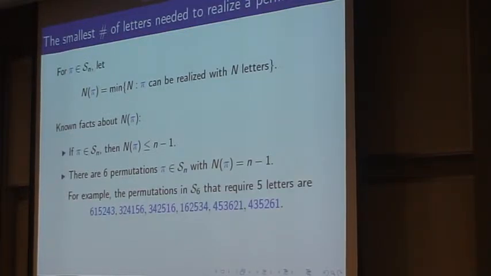So for example, if you look at the permutations of length 6, there are exactly these ones that need 5 letters. All the other ones need 4 or fewer.